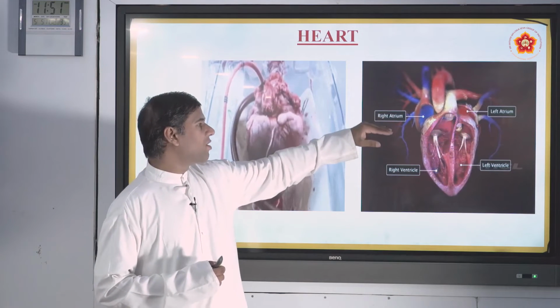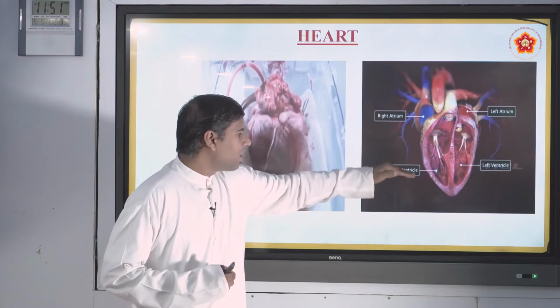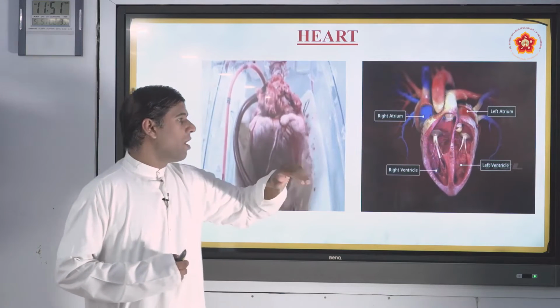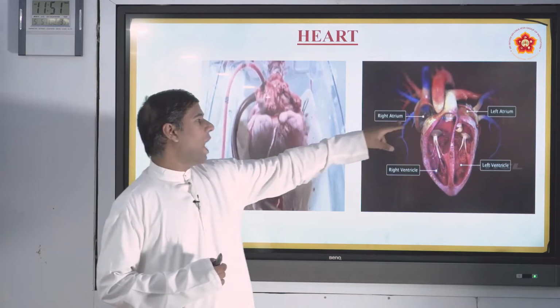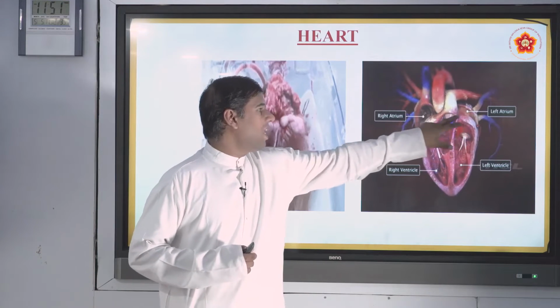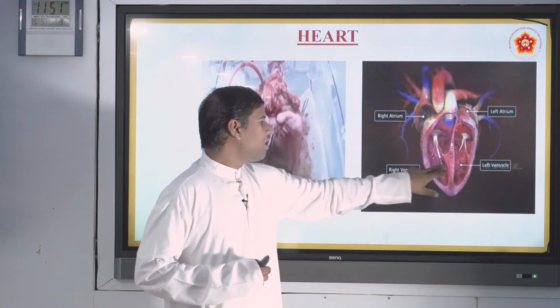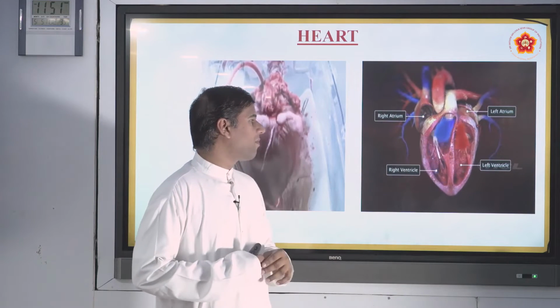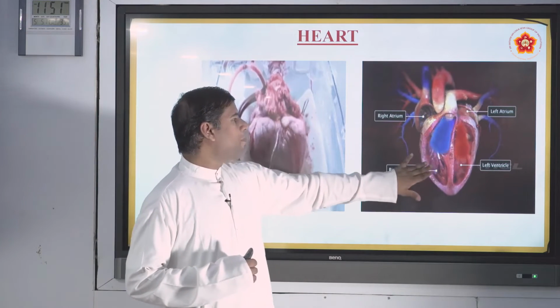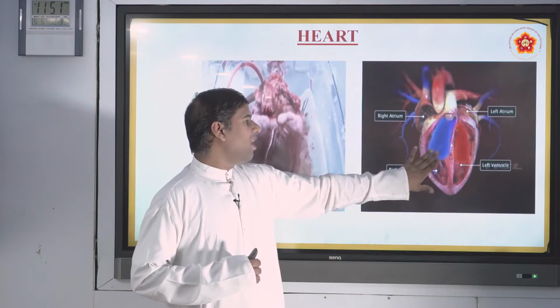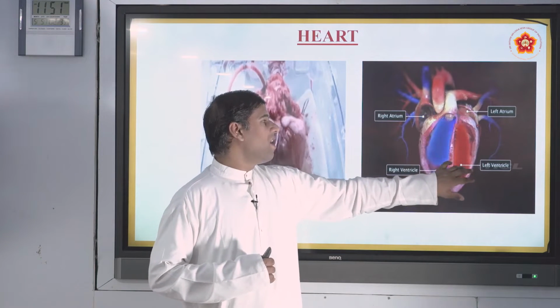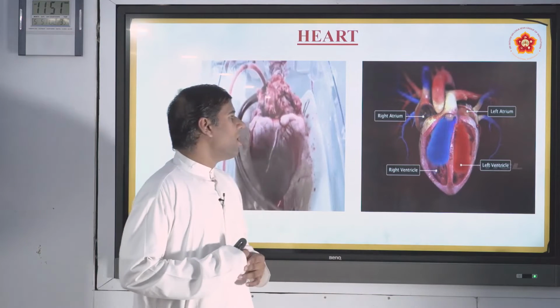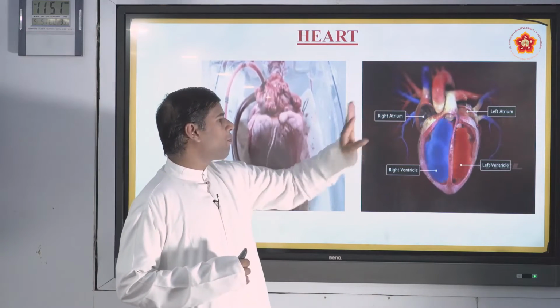The upper part is called the atrium and the lower part is called the ventricles. Here you see the upper two chambers, called the atrium, and here the ventricle. So here the continuous flow of blood takes place. In the right part it is the deoxygenated blood, and in the left part it is the oxygenated blood.